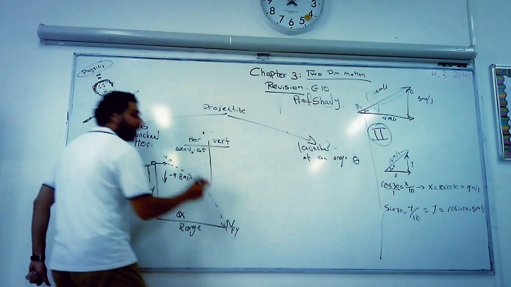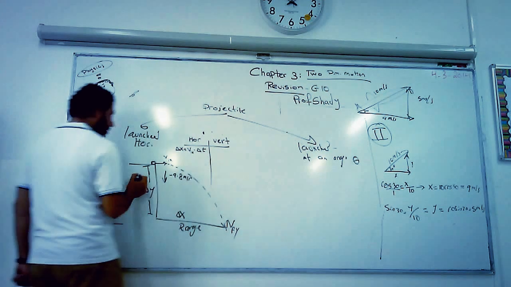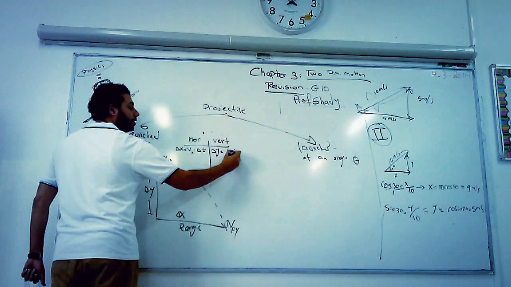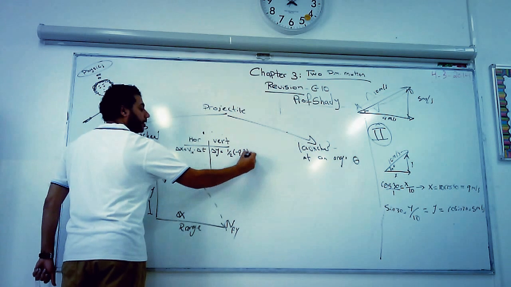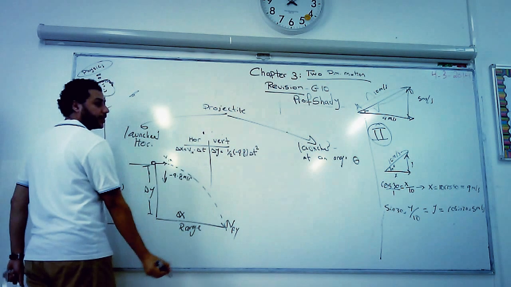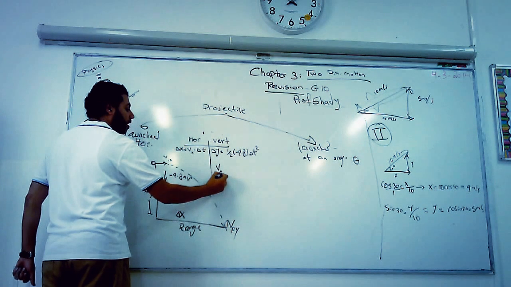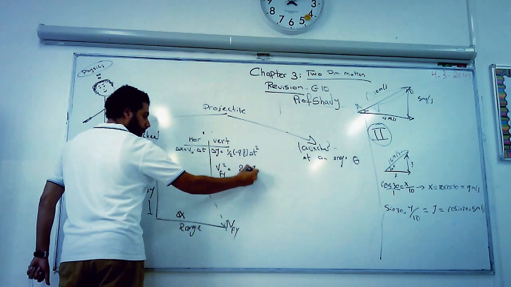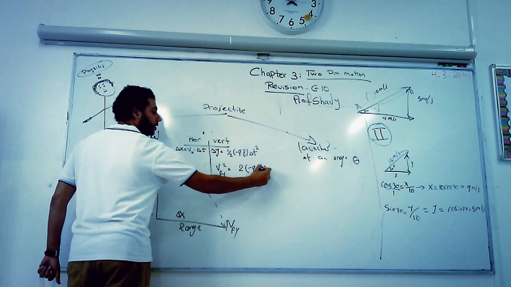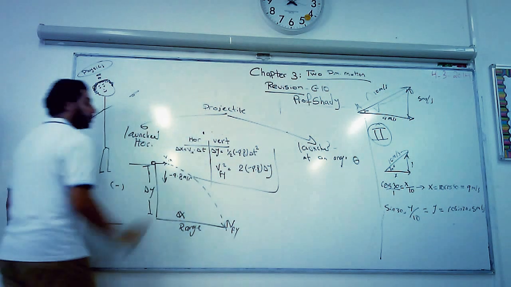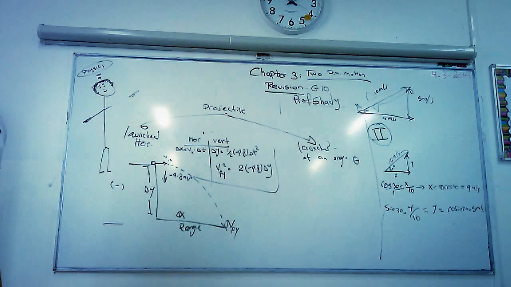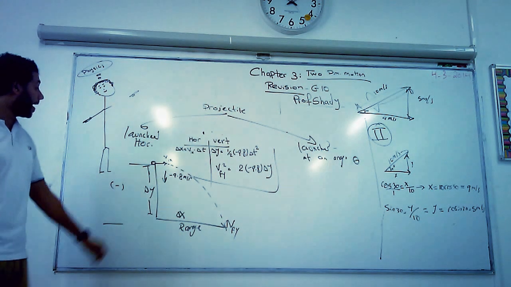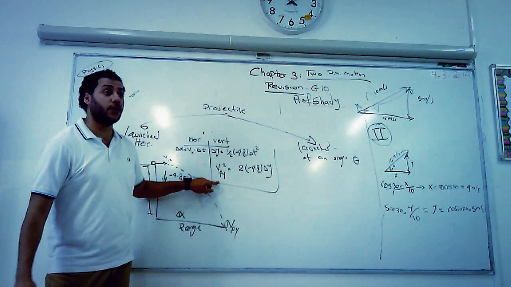For the vertical, I have two equations. One related to delta y: delta y is equal to half times negative 9.8 times delta t squared. And the other is VFY squared equals 2 times negative 9.8 times delta y. Those are the two equations I use in the projectile launched horizontally.